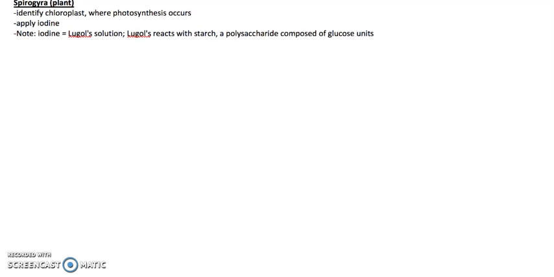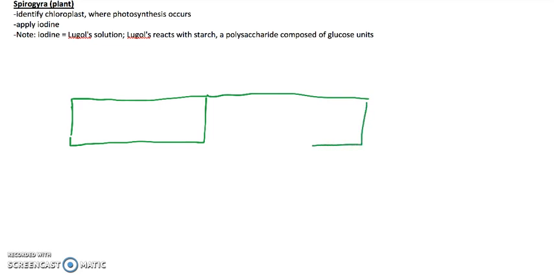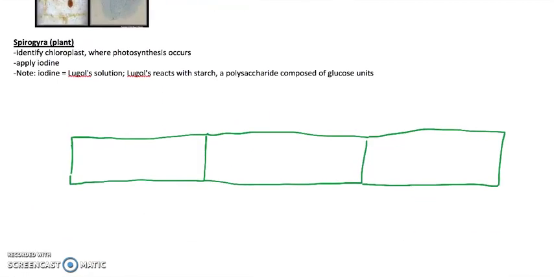Okay, next plant we're going to look at is something called spirogyra. And this is basically long rectangles put together like so. And unlike the onion plant cell, this one does have chloroplasts. But this one has an interesting shape. It's in a spiral shape, which is why we call this spirogyra.